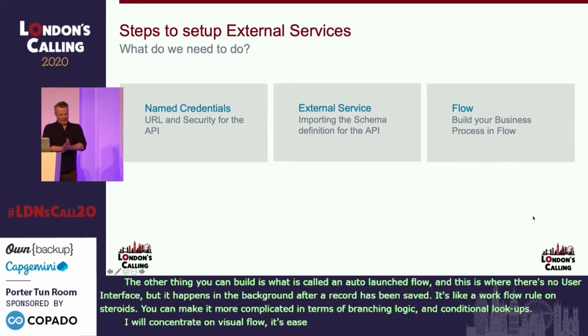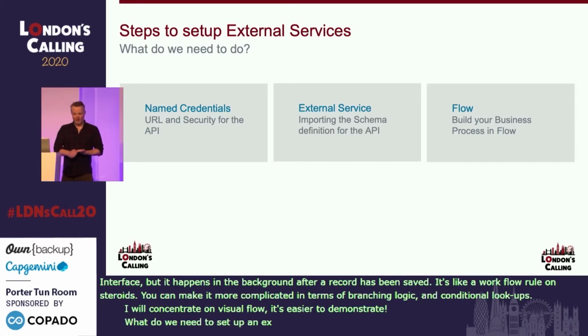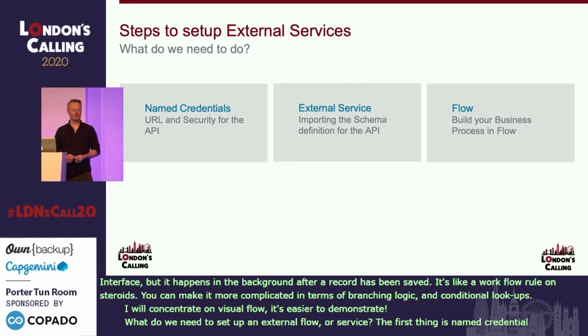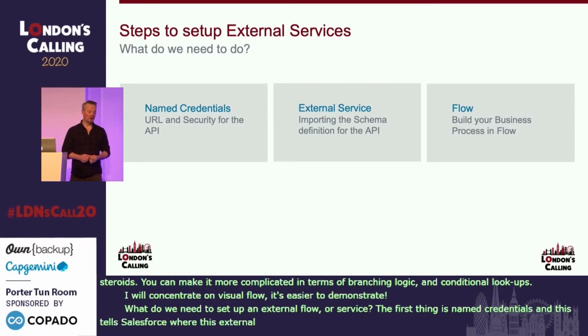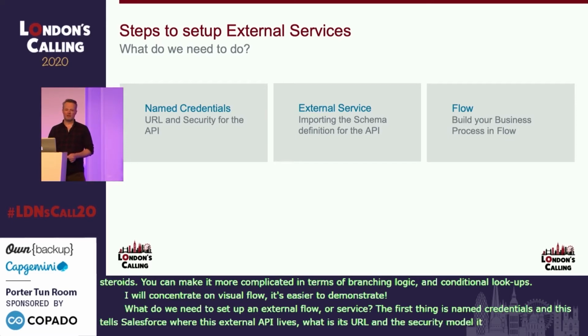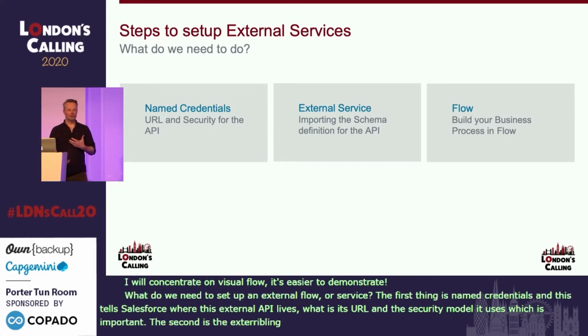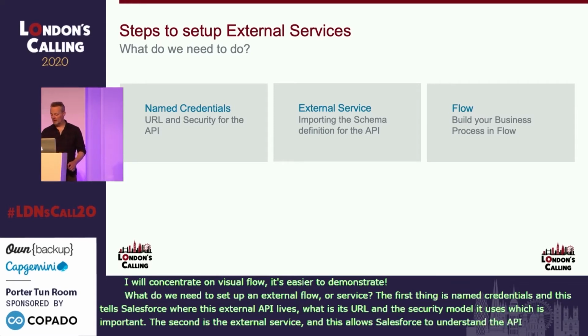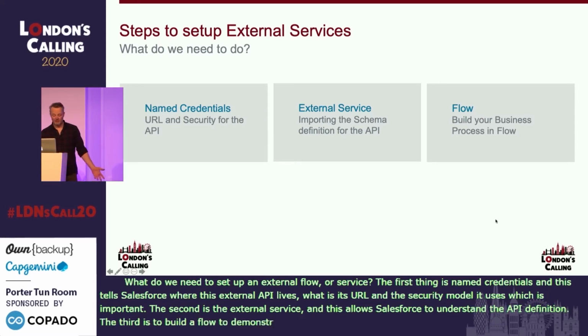Okay, so what do we need to do to set up an external service? The first thing is named credentials, and this just tells Salesforce where this external API lives, what its URL is, and the security model it uses, which is quite important. The second piece is the external service itself, and what we're going to do is import a schema, which allows Salesforce to understand what the API's definition is. And then the third step is to build a flow to demonstrate what it looks like. And that could be as complicated or as simple as you need it to be.